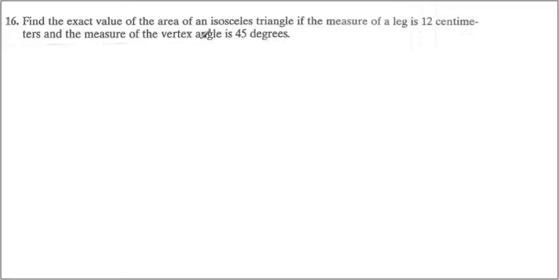Find the exact value of the area of the isosceles triangle, if the measure of the leg is 12 and the measure of the vertex angle is 45. So that means here we have, once again, area is 1/2 times two sides, which is 12 times 12, times the sine of the angle between them, which is, here, the vertex angle, 45 degrees.